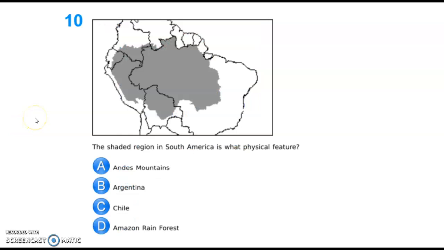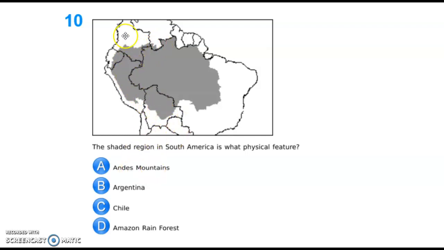The next question on your test would have been question number 10, and it says the shaded region in South America is what physical feature? So you're looking at this shaded region right here, and the correct answer for this would have been D, Amazon rainforest. The Amazon rainforest covers primarily Brazil, but a small portion of it also covers some of the South American countries right here.